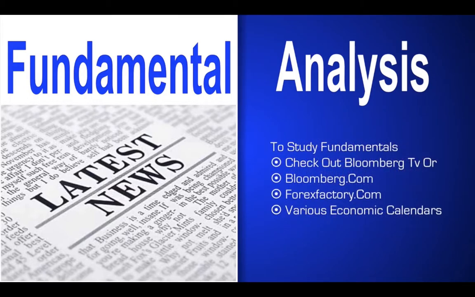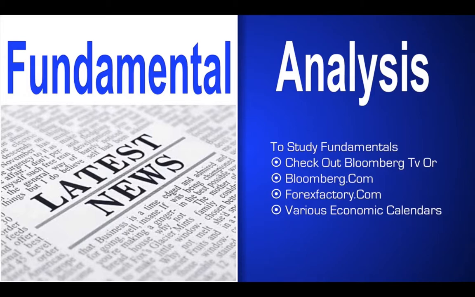There are various tools that you can use to help you or assist you with your fundamental analysis. Some of them are checking out Bloomberg TV. There's an actual TV station for Bloomberg, or you can go to Bloomberg.com. They also have an app. Another one is ForexFactory.com. You'll see this one a lot on IML TV. There are various traders that like to look at ForexFactory.com.